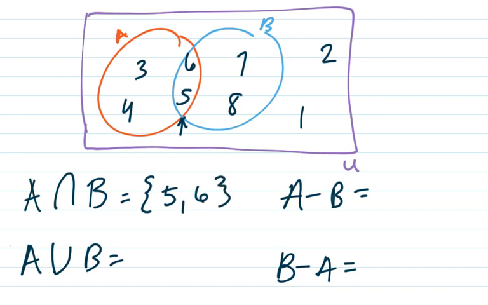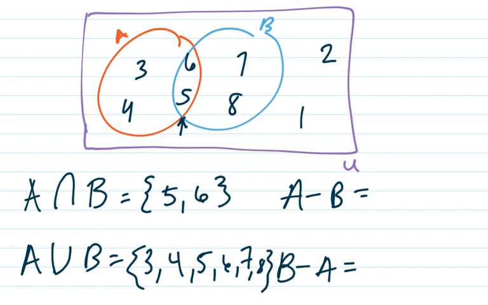A and B is going to be everything that's within both the circles for A and B, okay? So that's going to be 3, 4, 5, 6, 7, and 8. I kind of ran out of room there, okay?